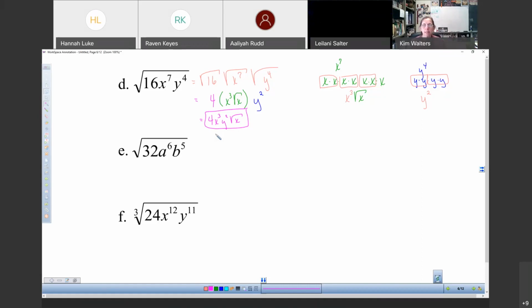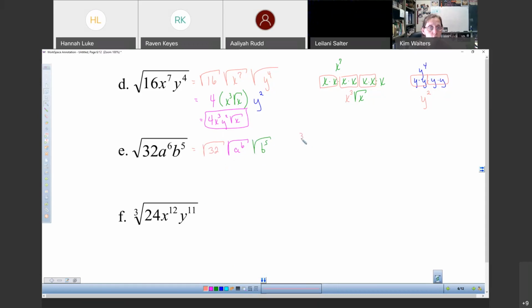Okay. So let's try part E here. Same thing, we're going to split this into 3 different radicals. Square root of 32, square root of a to the 6th, square root of b to the 5th. Okay? So let's start with 32.